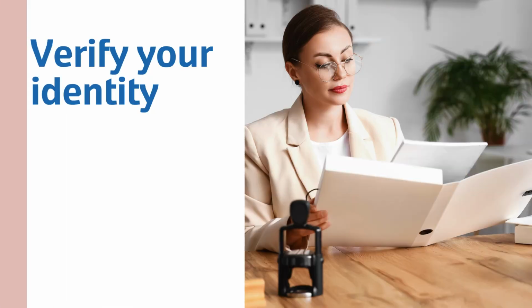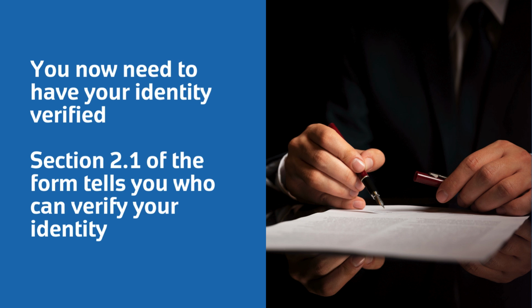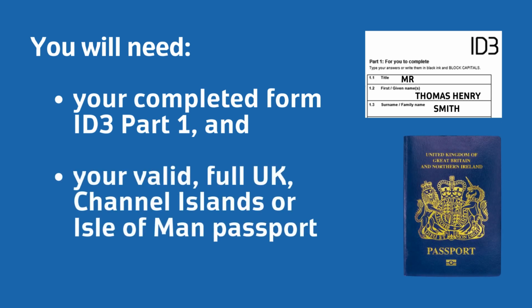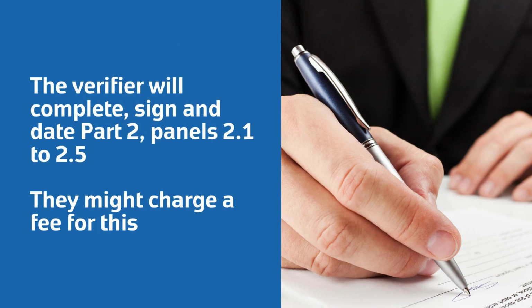You will now need to have your identity verified. Section 2.1 of the form tells you who is authorised to verify your identity. When you meet, you will need your completed Form ID3 and UK, Channel Islands or Isle of Man passport. The verifier will then complete, sign and date Part 2, Panels 2.1 to 2.5. They may charge you a fee for this.